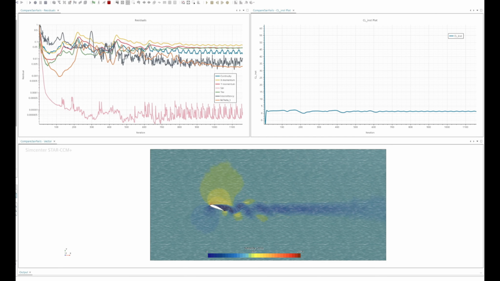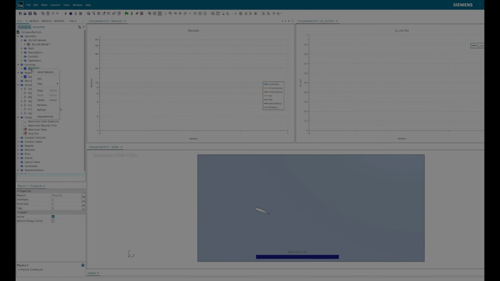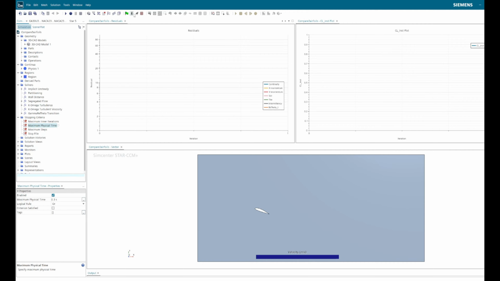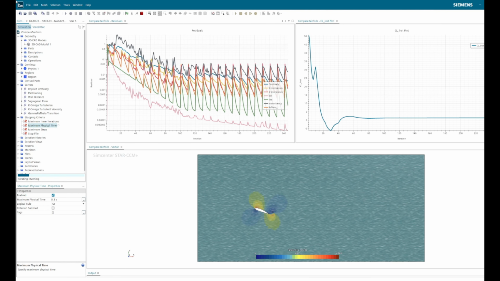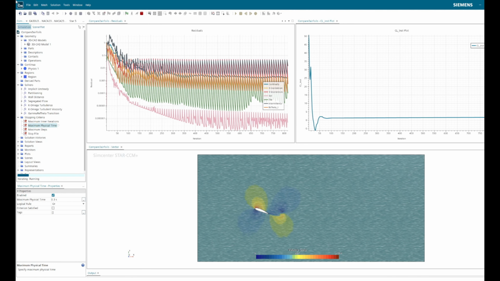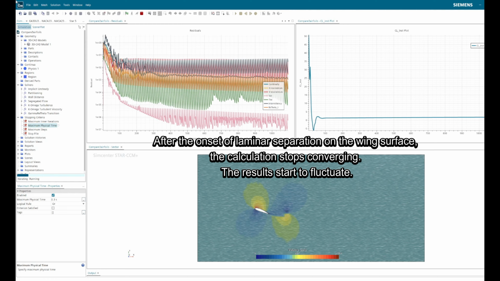There are two possible approaches. The first is to use implicit unsteady with second-order time discretization, which can more realistically capture unsteady flow features and provide relatively stable results, though the solution will show periodic oscillations rather than converging to a single value.